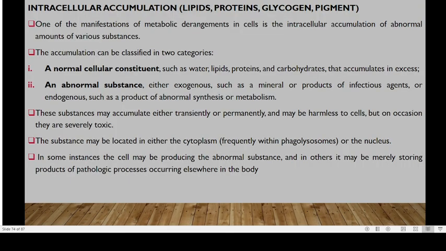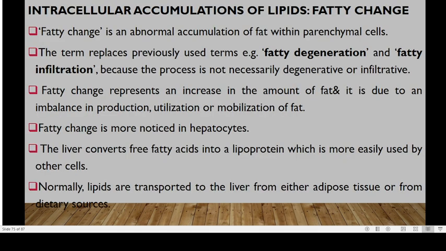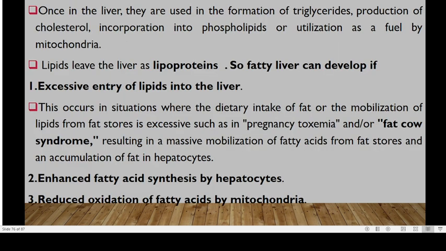And it could be caused by intracellular accumulation of lipids, which is classified under normal cell constituent and abnormal substance. Okay, so intracellular accumulation of lipids could lead to fatty change. So we now have fat degeneration and fat infiltration, about the same.